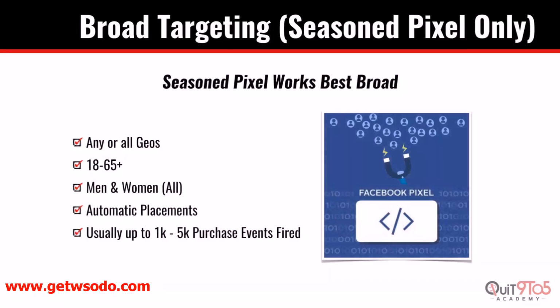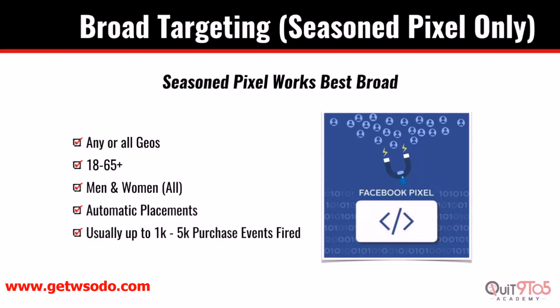And then there's broad targeting. Broad targeting is a strategy that works really good if your pixel is seasoned. So that means once you've got between 1 to 5,000 purchases, then you can start just going broad, and broad means any or all geos at the same time. So that would mean you just type worldwide into the search field and just target the entire world.